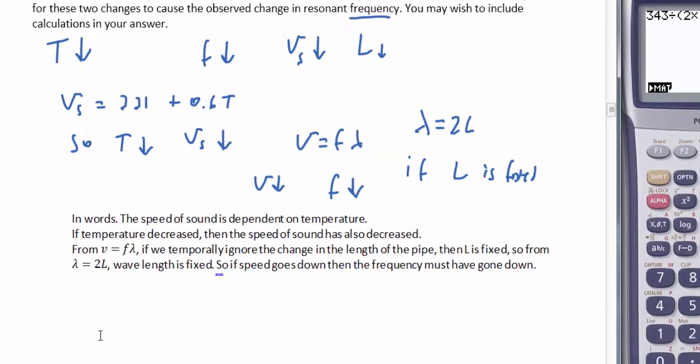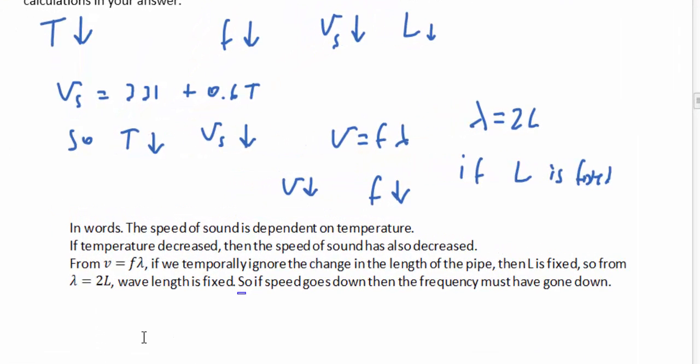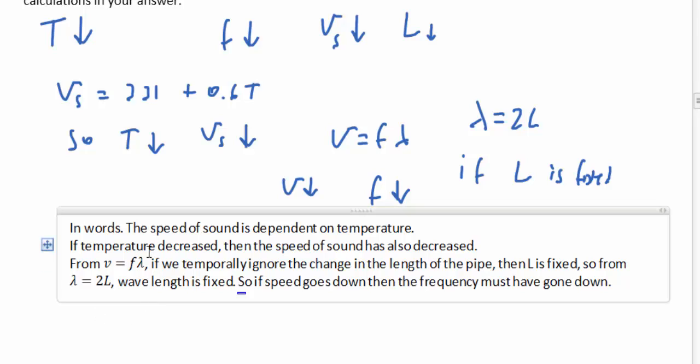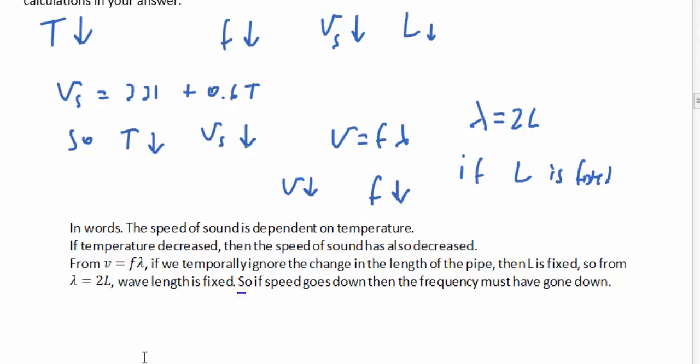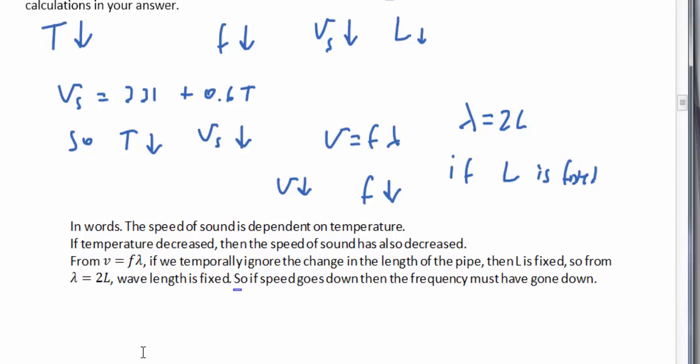So if I was to put that into words, the speed of sound is dependent on temperature. If temperature decreased, then the speed of sound has also decreased. From v equals f lambda, if we temporarily ignore the change in length of the pipe, so then L is fixed, and so from lambda equals 2L, because we know it's the fundamental, wavelength is fixed. And so if lambda is fixed and v goes down, then that means that frequency must have also gone down. And so that will give you an achieved, maybe a merit.